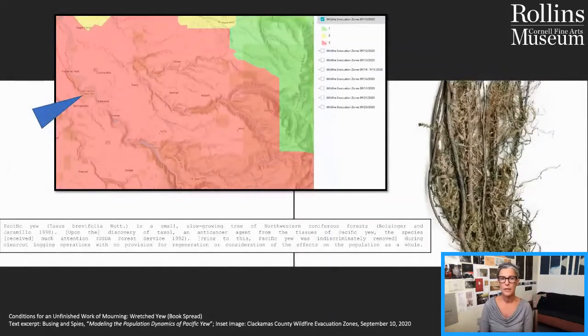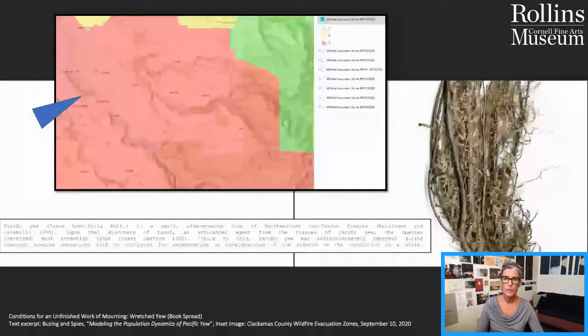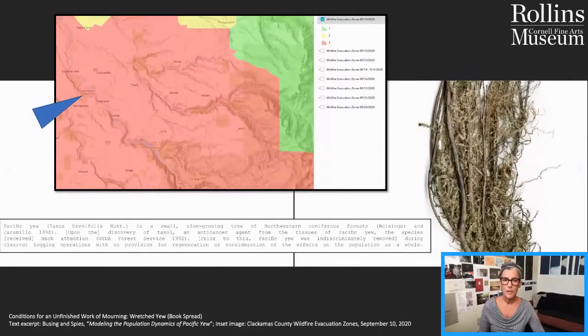And you can see in this evacuation zone map, it depicts the location of that yew in relation to the fires in the fall. But the Pacific yew, the species, has its own particular set of histories. And one aspect is detailed in this passage from a USDA publication that I included in the book, which tells us, "Upon the discovery of Taxol, an anti-cancer agent from the tissues of the Pacific yew, the species received much attention. Prior to this, Pacific yew was indiscriminately removed during clear-cut logging operations with no provision for regeneration or consideration of the effects on the population as a whole."